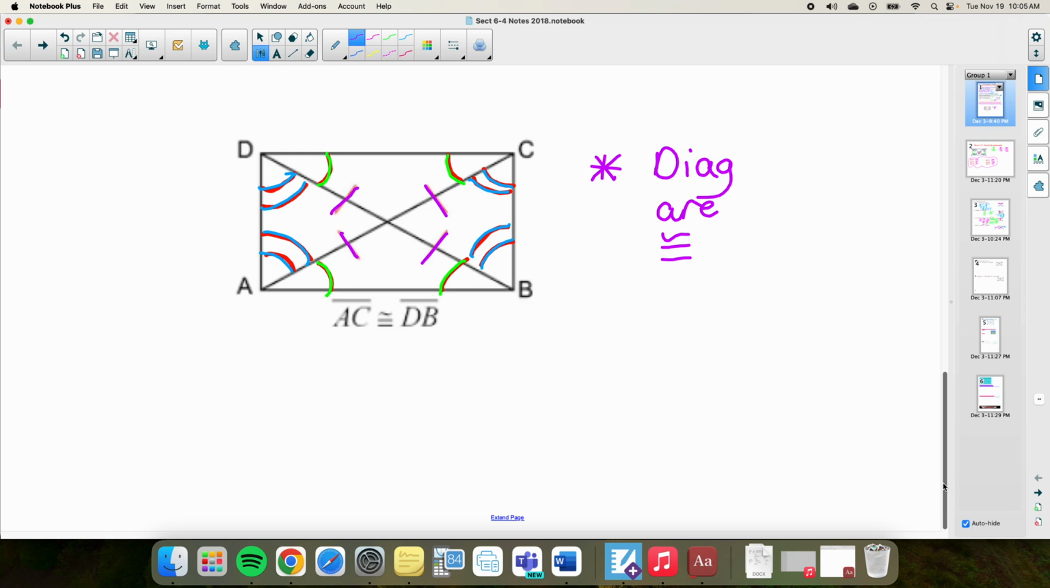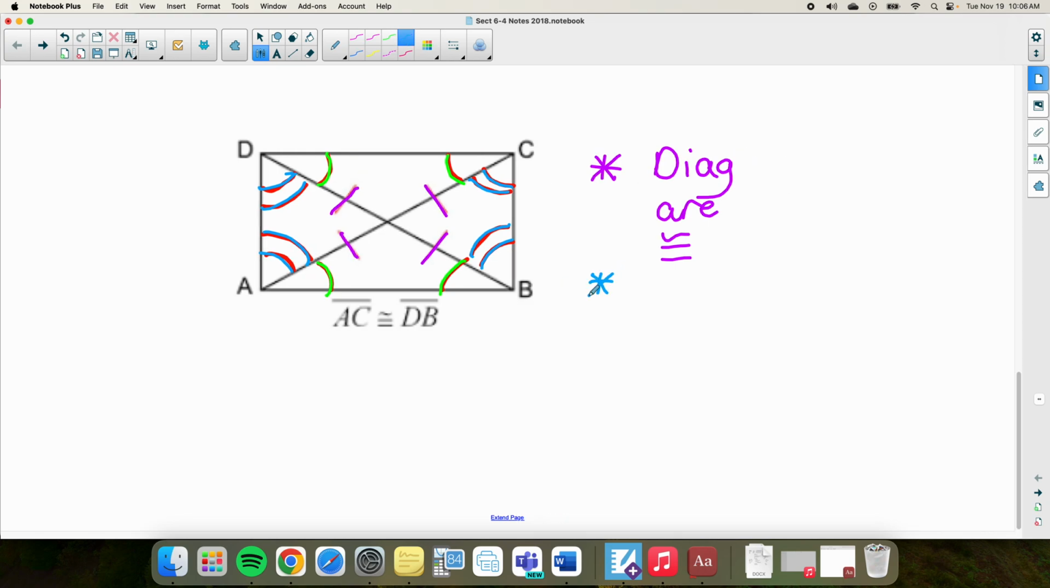One other thing I might have you guys write on your cheat sheet, if you can, is that the 4 small triangles are isosceles.